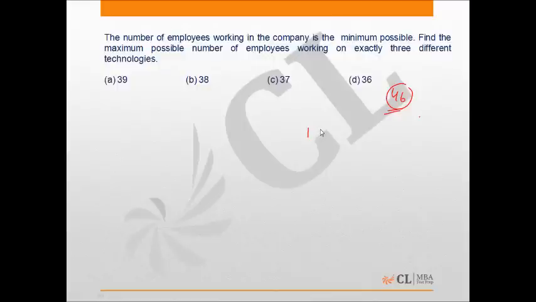and we have to maximize the number of employees who work on exactly 3 technologies. It means we have to maximize the number of kids who receive exactly 3 chocolates. So in case we want to give exactly 3 chocolates to each of the 46 kids, in that case the total number of chocolates that can be distributed is 138, but we know that the total number of chocolates is 156. It means we are still left with 18 chocolates.